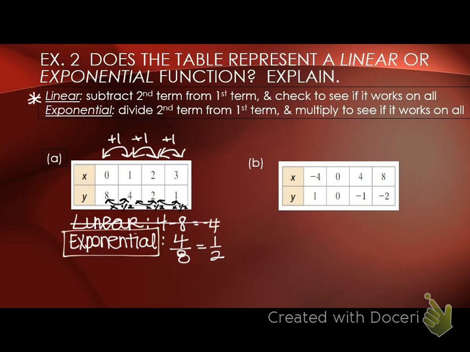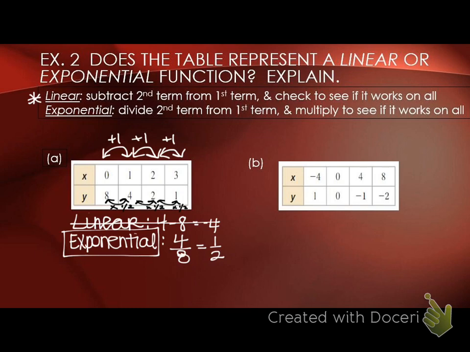I box in exponential. And when it says explain, I'm good with the work. If you've shown me the work, I'll take that as your explanation. You've shown me that you multiplied all the way across the table by 1/2. So show me work, that's your explanation. Decide not to show me work, and then you're going to have to use a sentence to explain it to me.